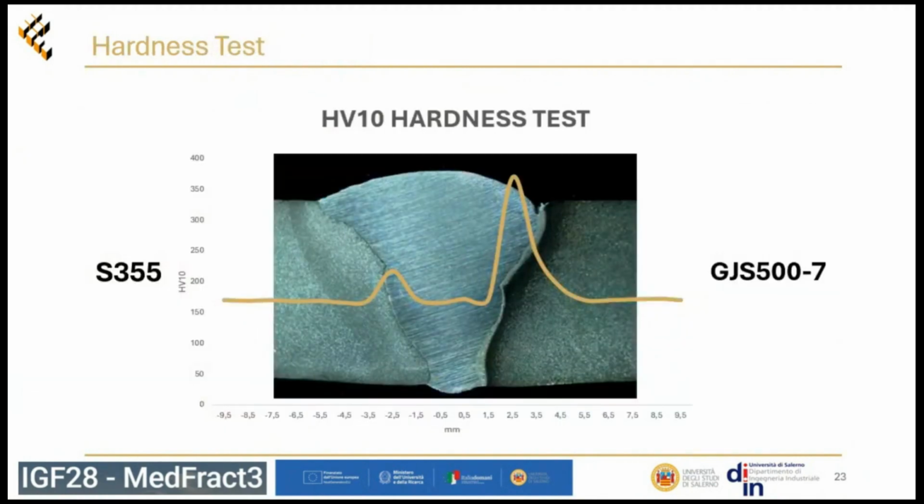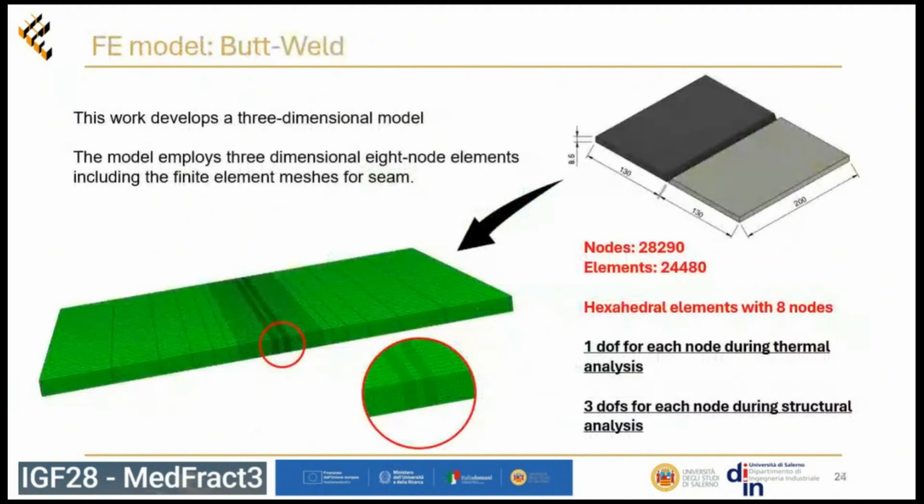On the same sample of the macrographic analysis, we performed the hardness test to evaluate how the welding process changed the hardness of the base material during welding. And we found a very, very high peak in the heat-affected zone at the side of cast iron.